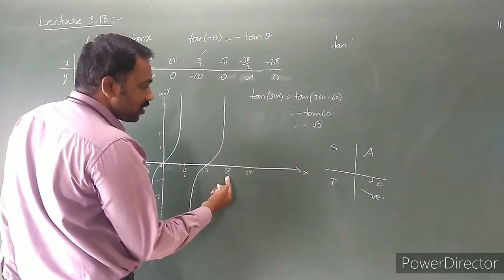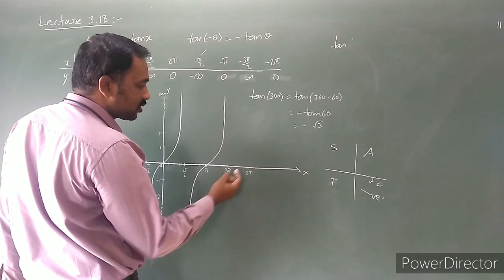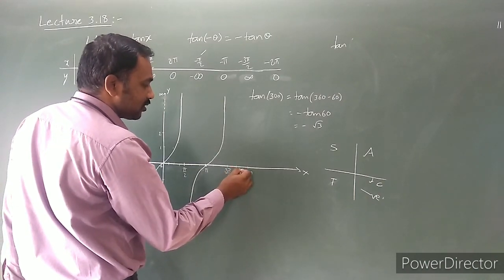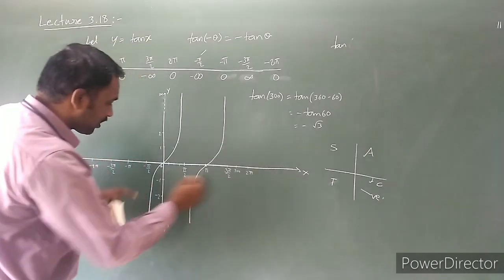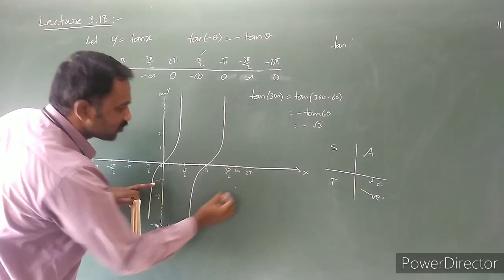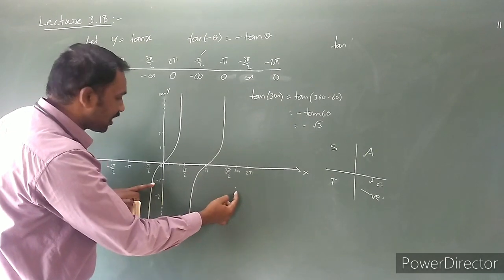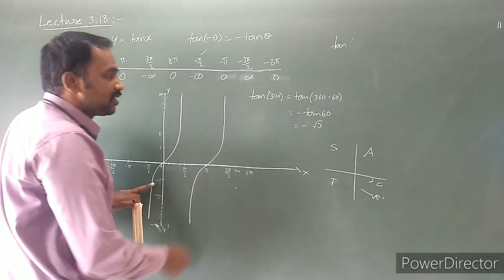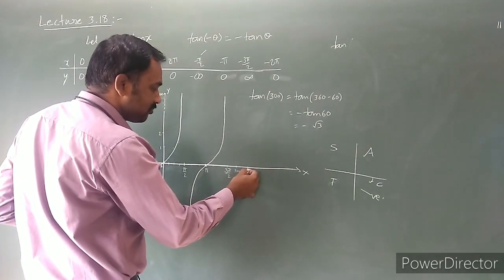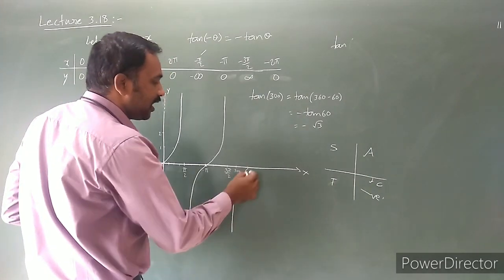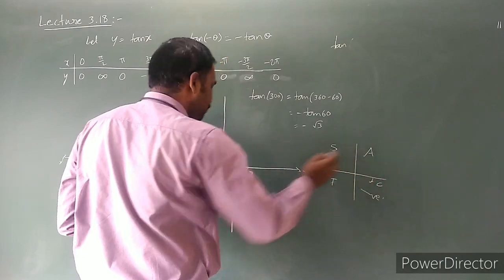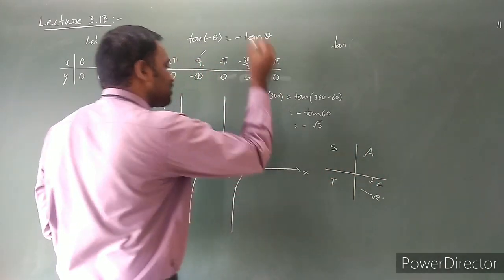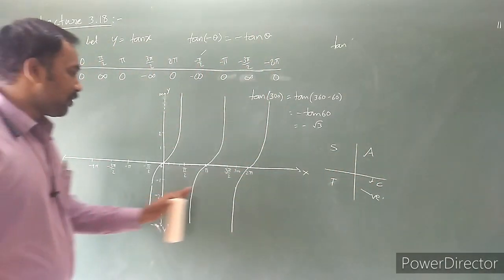So what is the value? 300, it is after 270. 300 is here. So 300 comma minus root 3 comes in here. Minus root 3 is less than minus 1, so it comes here. In the same manner, the values come in this manner. And beyond 2 pi, the complete function repeats. More than 2 pi, first quadrant, it continues like this.